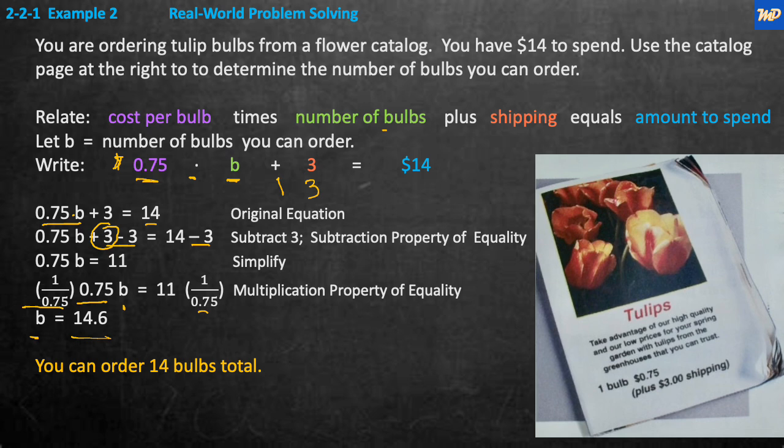So here's that thing we talked about. Can you have 0.6 of a bulb? Does that make sense? No, so you can order 14 bulbs. You'll see that come up quite often in your problems, that you have to round down. Hardly ever do you round up unless you're told to. In real world problems like this, you're usually rounding down to a whole number.